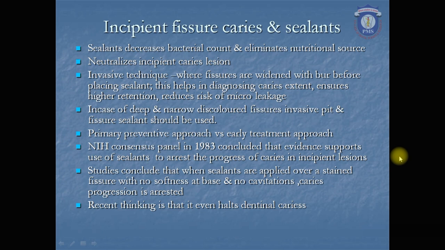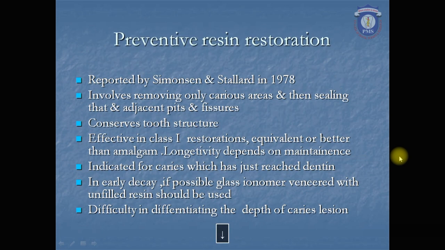The consensus panel in 1983 concluded that evidence supports use of sealants to arrest progress of caries lesions. Studies conclude that when sealants are applied over a stained fissure with no softness of base and no cavitation, caries progression is arrested. Recent thinking is that it even halts dentinal caries.